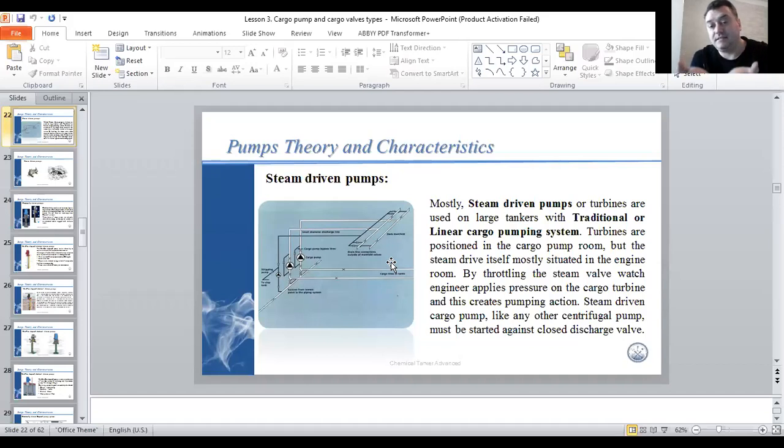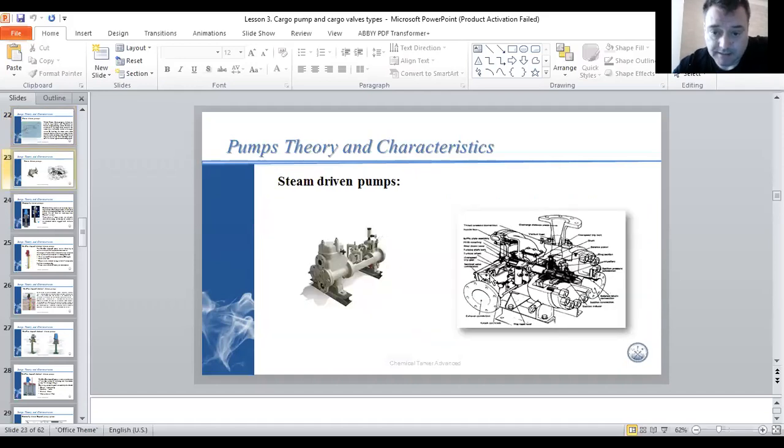The steam driven pump is taking the cargo from the bottom of the tanks and pushes it on deck. It's a difference of about 18-20 meters in height. So they're taking the good suction from the bottom of the tank and pushing from the deck and discharging on the manifold that we have seen already in the previous lesson.